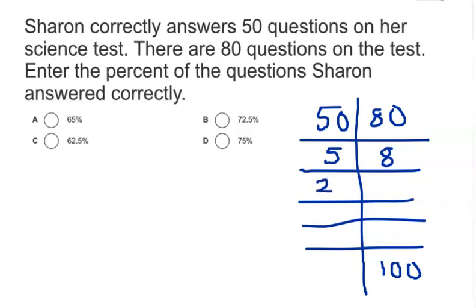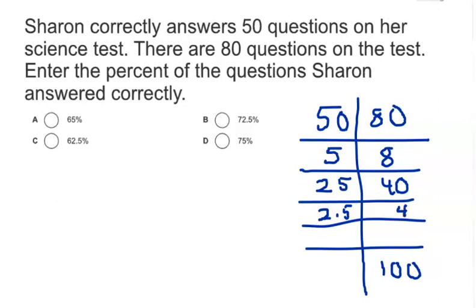Half of 50 is 25. Half of 80 is 40. That still doesn't make it real easy to get from 40 to 100. Well, I'm not too bad with working with halves as long as they're small. So let's go from 5 to 8. Let's divide those in half. Half of 5 is 2.5, right? 2.5 plus 2.5 is 5. And then half of 8 is 4.